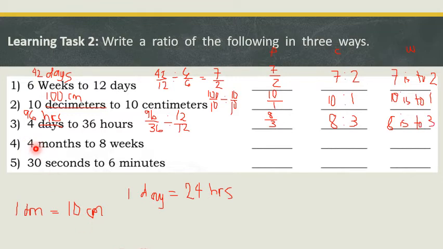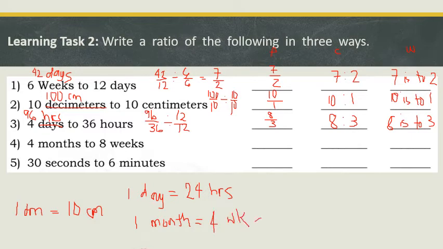Then, we have number 4, 4 months to 8 weeks. So, magkaiba ulit sila ng unit. Ito ay months, ito ay weeks. Ano ang mas maliit? Months or weeks? So, yung weeks. So, ang isang month o isang buwan ay ilang weeks. So, ang average na number of weeks sa isang buwan ay 4.